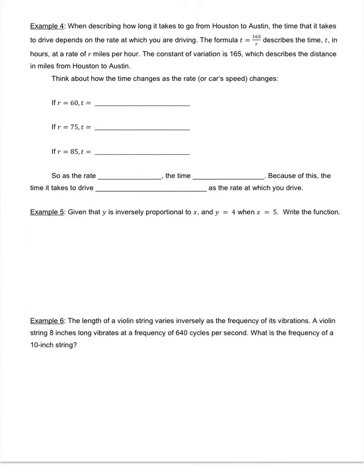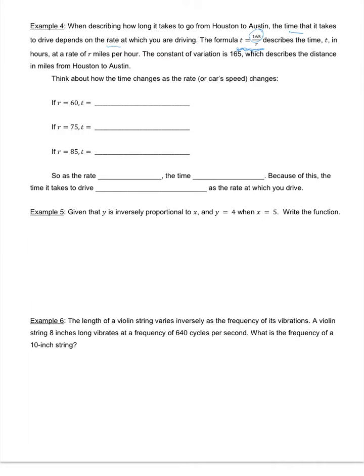Now let's look at the next example. When describing how long it takes to go from Houston to Austin, the time it takes to drive depends on the rate at which you are driving. You are given the inverse variation formula. This describes the time t in hours at a rate r miles per hour. The constant of variation you see is given, 165, which describes the distance in miles from Houston to Austin.